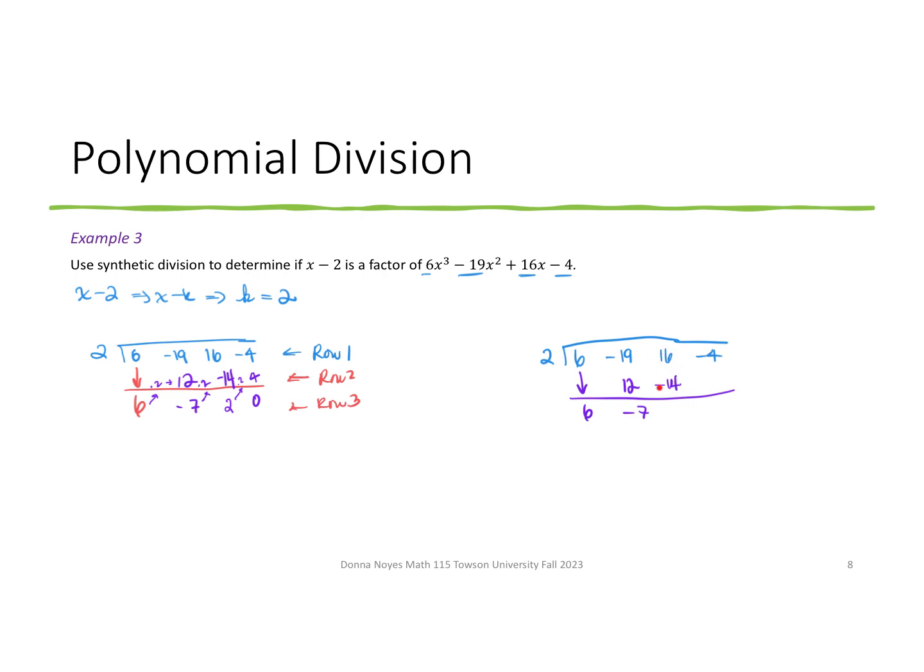16 plus a negative 14 is like 16 minus 14, so it is 2. And then I do 2 here times our k, which is 2, which gives me 4, and negative 4 plus 4 is 0. So no matter which one you followed along with, we could say then that 6x cubed minus 19x squared plus 16x minus 4, if we try dividing it by x minus 2, we're going to get 6. And remember, we dropped the degree.